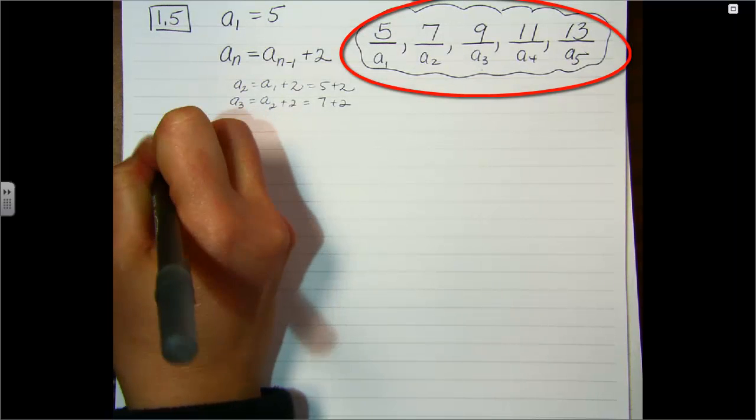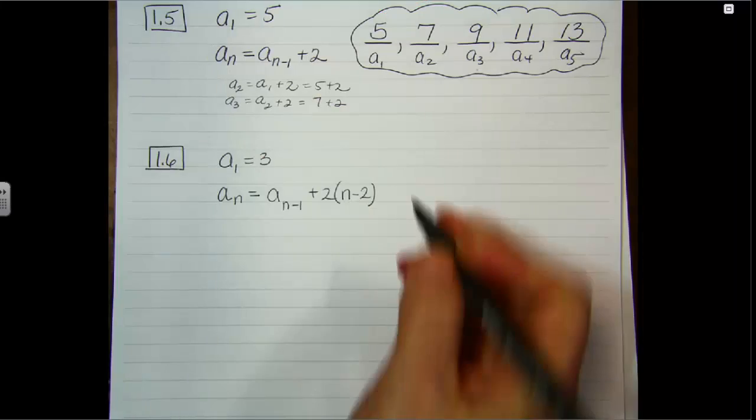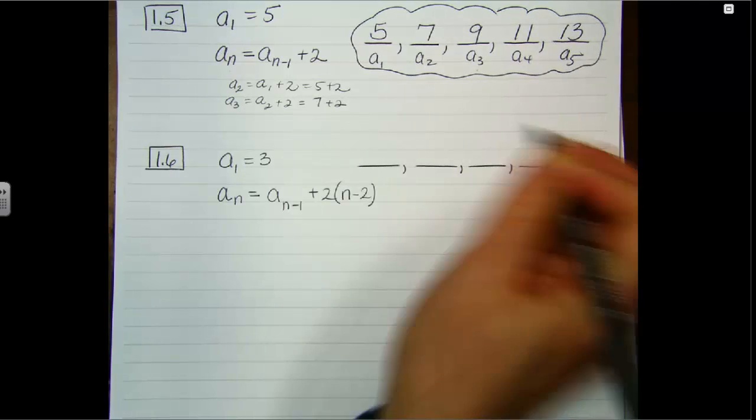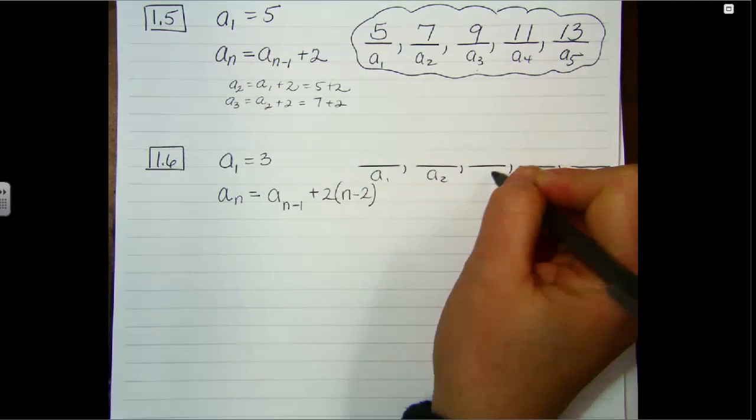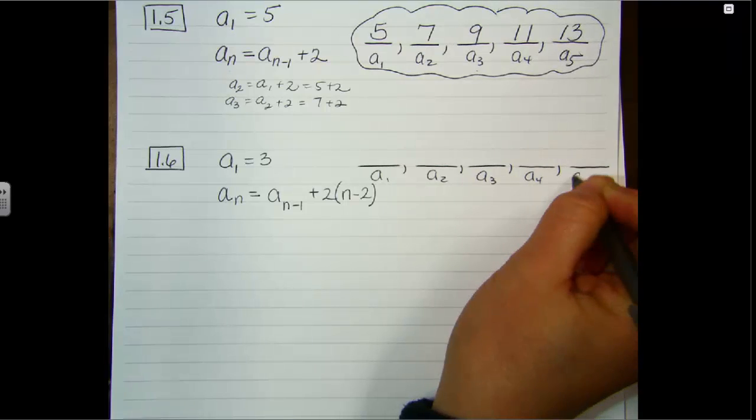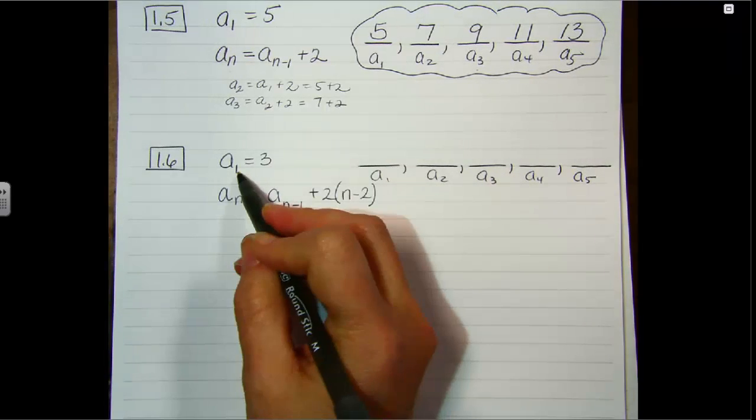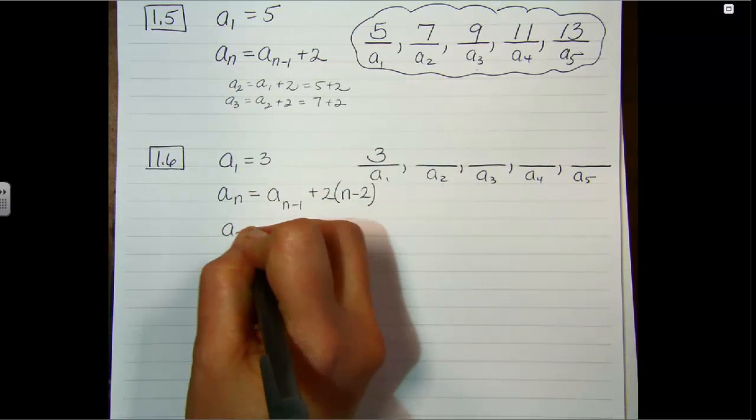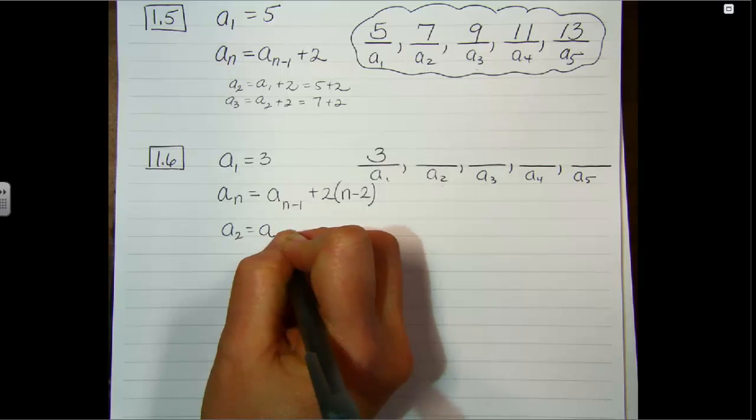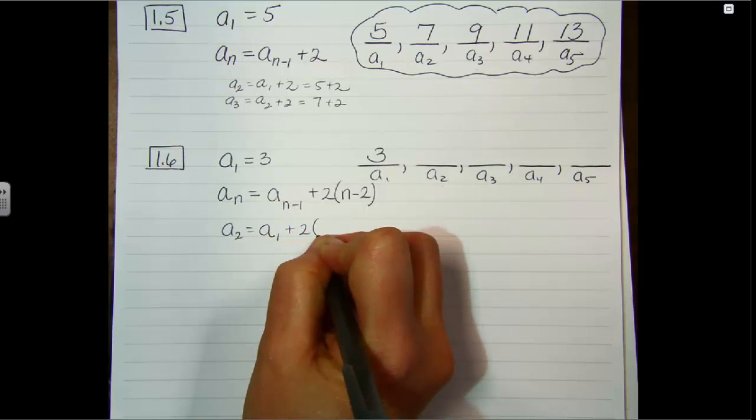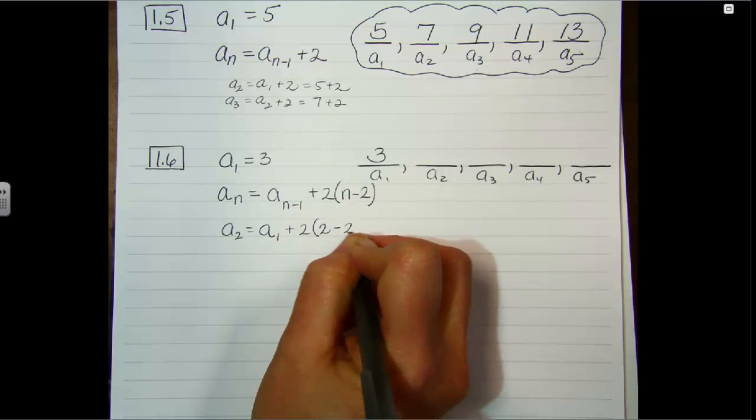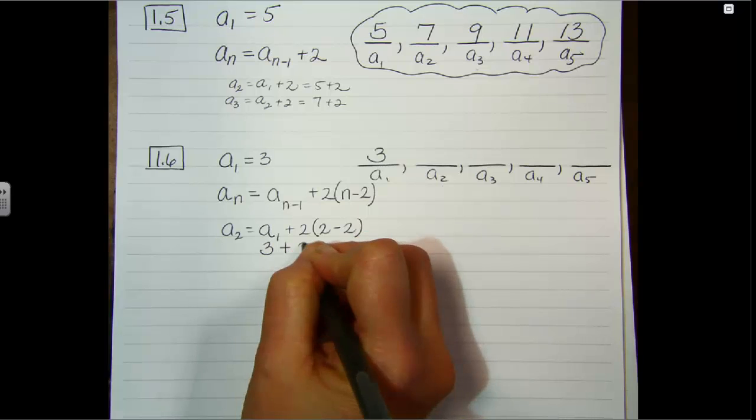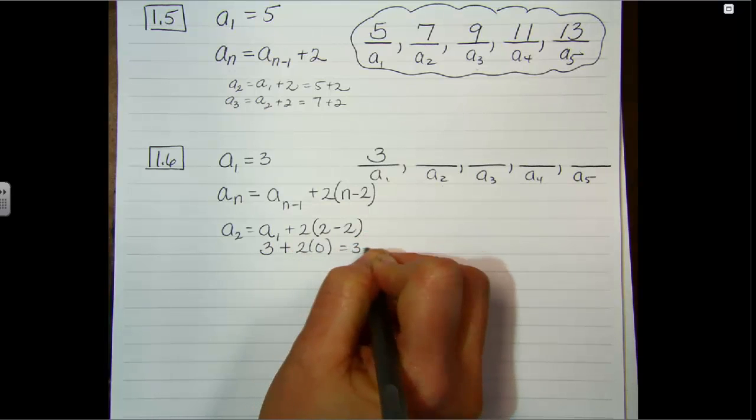Our last example is number 1-6. It tells you the first term of a recursive sequence is 3, gives you a formula for each subsequent term, and wants 5 terms again. So again, I make myself a picture to help keep organized. I know my first term is 3, I fill it in. And I start following the pattern. A sub 2, the second term, is a sub 2 minus 1, or a sub 1, plus 2 times the number of the term I'm on, which is 2 minus 2. So the second term is equal to the first term, 3, plus 2 times 0. 3 plus 0 is 3.